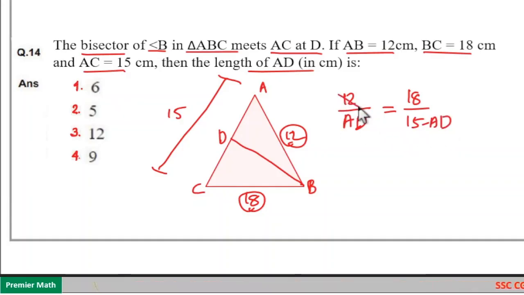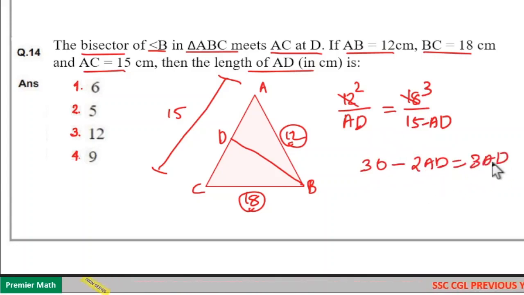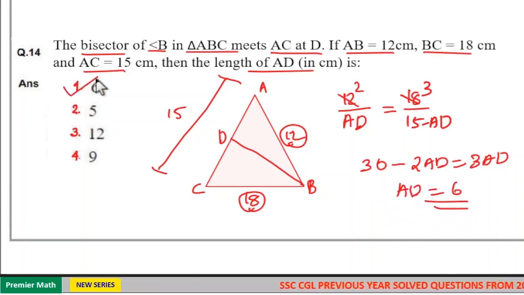Now 6 goes 2 times in 12, 6 goes 3 times in 18. Now 30 minus 2AD is equal to 3AD, which means 5AD is equal to 30. So AD is equal to 30 by 5, which is 6. Option 1 is your answer.